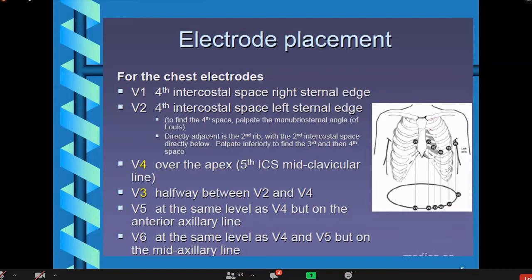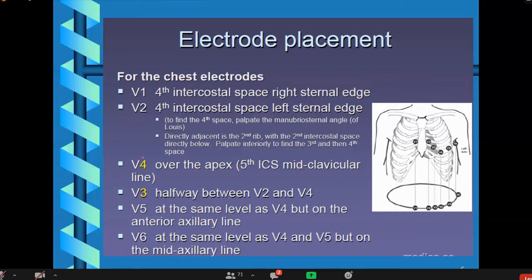This one is the first rib. This one is the second rib. This is the angle of Lewis, right? Below the second rib is the second intercostal space. And likewise, you can go to the third rib, the third intercostal space, the fourth rib, the fourth intercostal space. This is how it happens, right? 1, 2, 3, 4. The fourth intercostal space. This one is fourth. So V1 and V2 are placed in the fourth intercostal space, right?